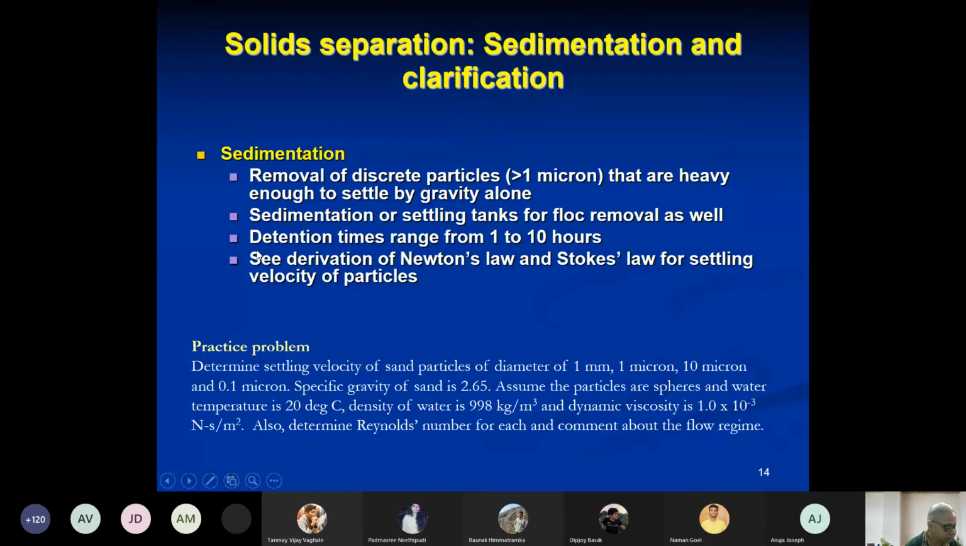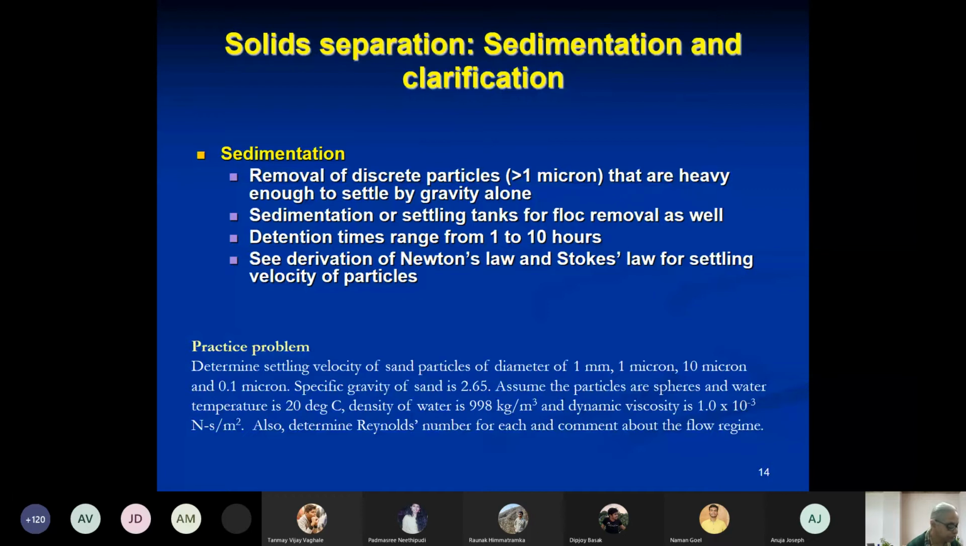These detention times can be very wide. It all depends on the nature of the material that you are trying to remove. So the detention time can be as little as 1 hour, all the way to 10 hours. And when you are dealing with flocculating particles, there is no limit to how long you can provide detention time.